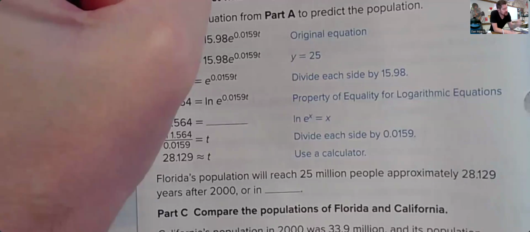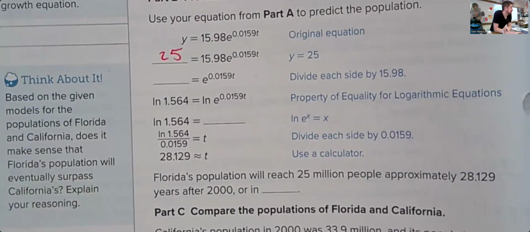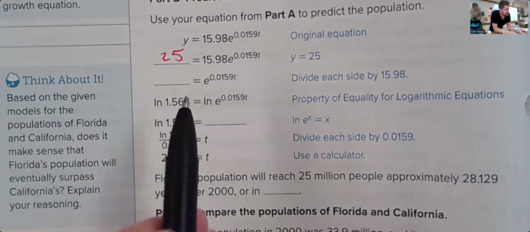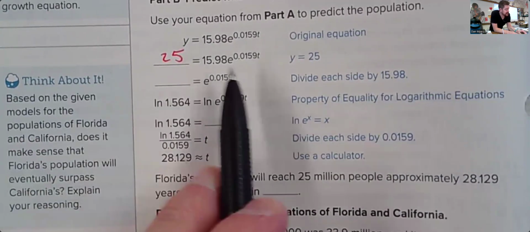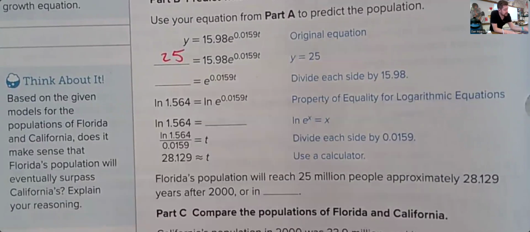We're trying to figure out how long it's going to take, so we're solving for t, which means, again, we're solving for an exponent here. So we will use natural logarithms to do this. First thing we're going to do is take 25 divided by 15.98, which apparently equals 1.564. So I'm just going to write 1.564 here.